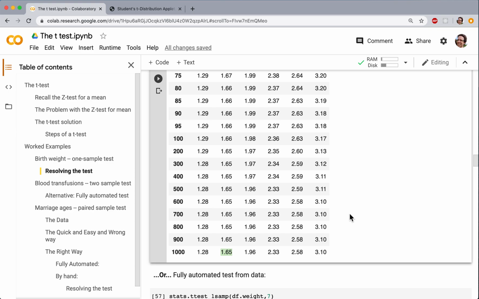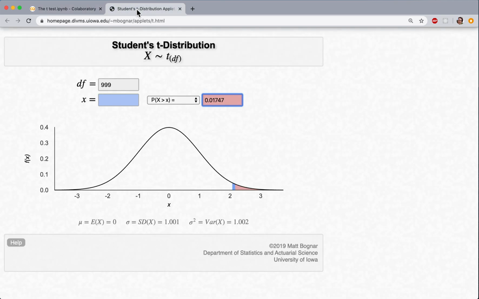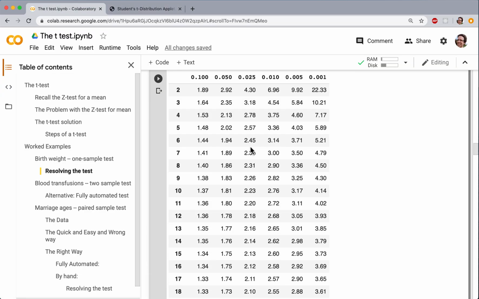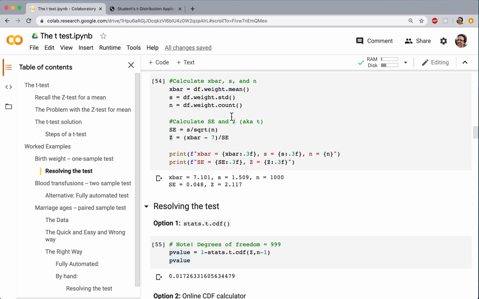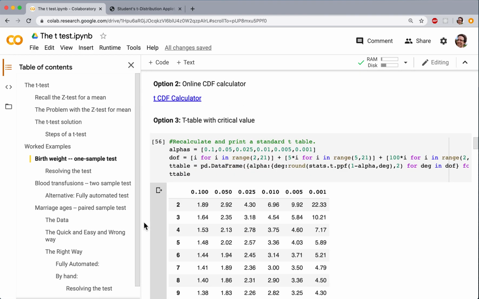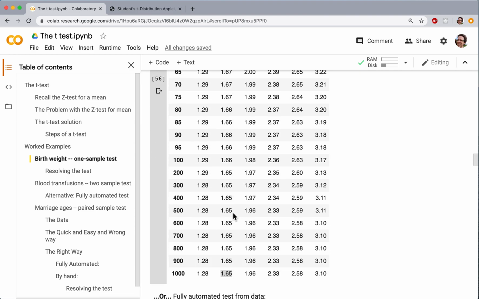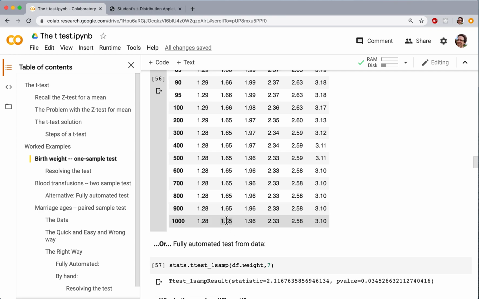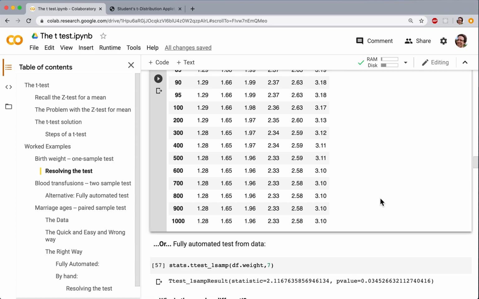Now, what was our test statistic again? Oh, yeah, it's not there anymore. It was 2.117, right? Where was it? It's here. 2.117 was our test statistic. So we're comparing it to this value, 1.65, and it does beat that value. And that means we have a statistically significant result in this case.